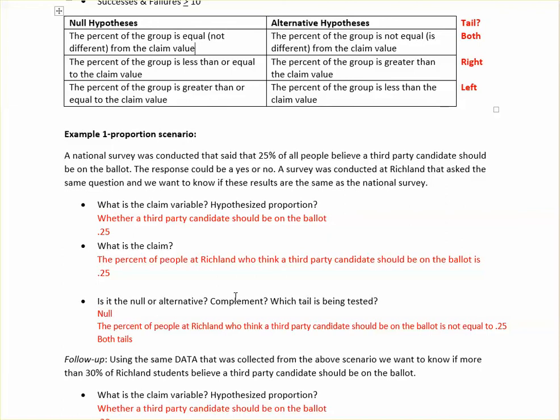The complement would then be this one right here: the percent of people at Richland who think a third-party candidate should be on the ballot is not equal to, or is different from, 0.25. And which tail is being tested? Well, we started here, got our complement, and then both tails are being tested.